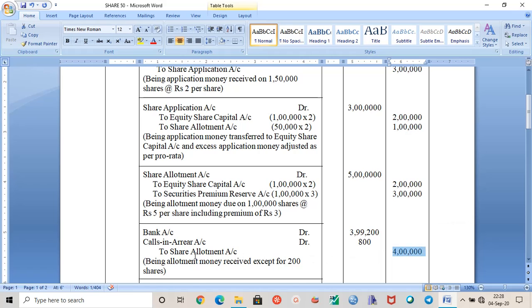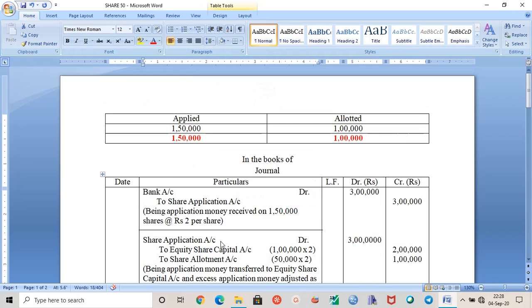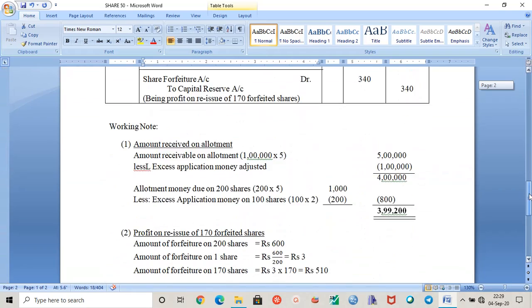Now, at the time of allotment, we have calls in arrear. Whenever you see calls in arrear, you have to make the adjustment. You have to find the number of shares applied or allotted. Now go to the formula here.